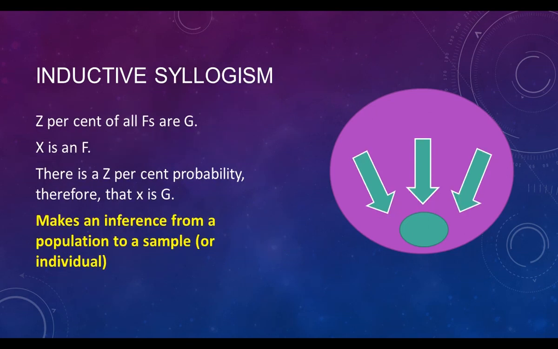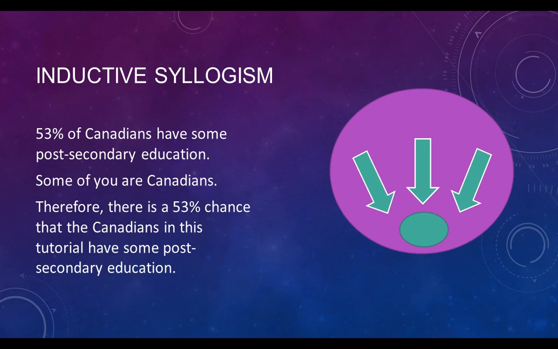Okay, now here's the opposite direction of inference, when you're going from facts that you know about a population to facts about a sample. So Z% of F's are G's. X is an F. Therefore, there is a Z% probability that X is G. It's probably not that clear, so here's an attempt at doing this that goes wrong. 53% of Canadians have some post-secondary education. Some of you are Canadians. Therefore, there's a 53% chance that the Canadians in this tutorial have some post-secondary education.